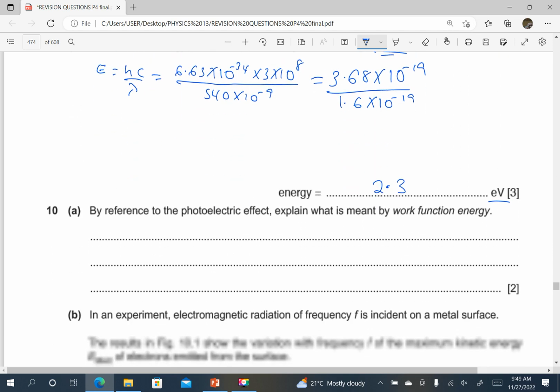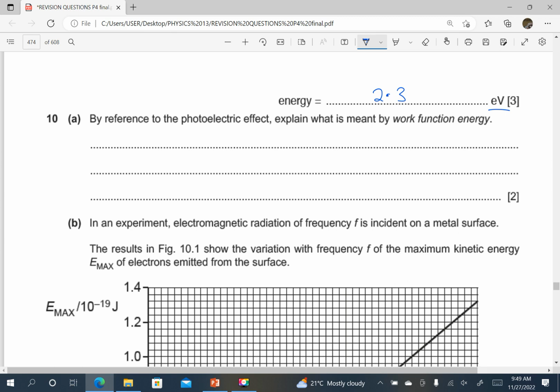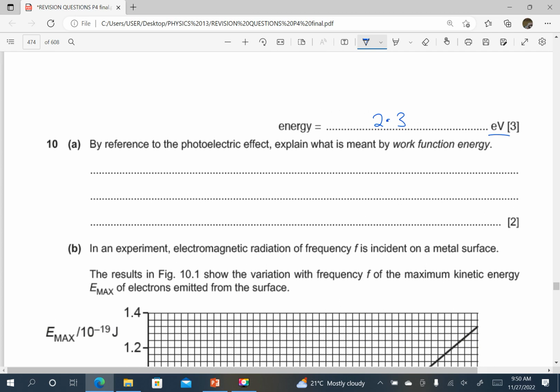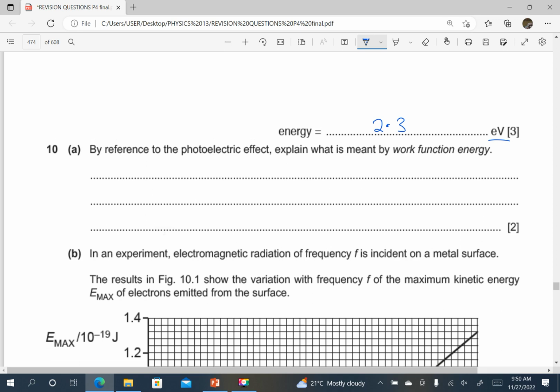Okay. By reference to the photoelectric effect, explain what is meant by work function. We have already defined work function. Now we are familiar with this. The minimum energy of electromagnetic radiation required to remove an electron from a metal surface. The minimum energy of electromagnetic radiation below which there will be no emission of electrons from a metal surface.